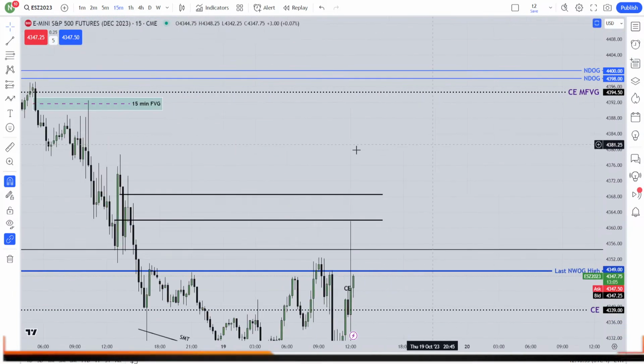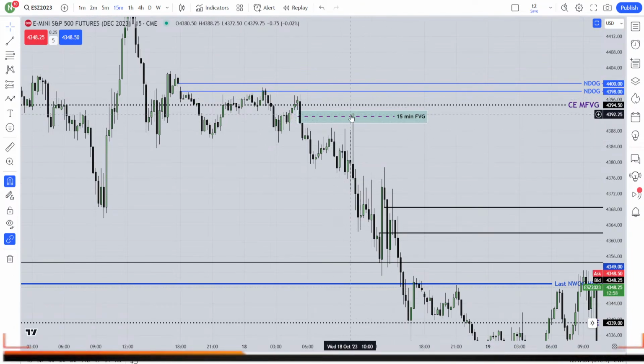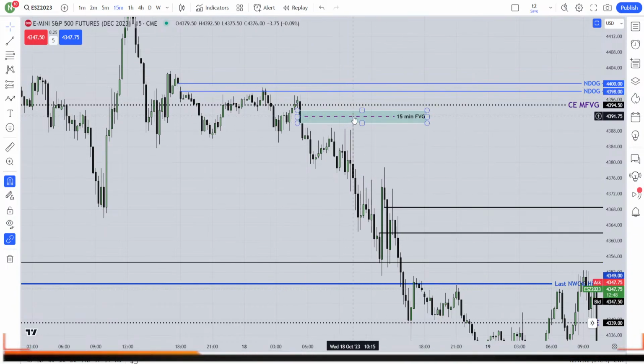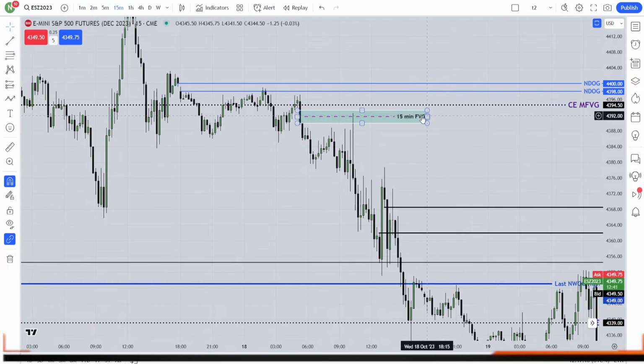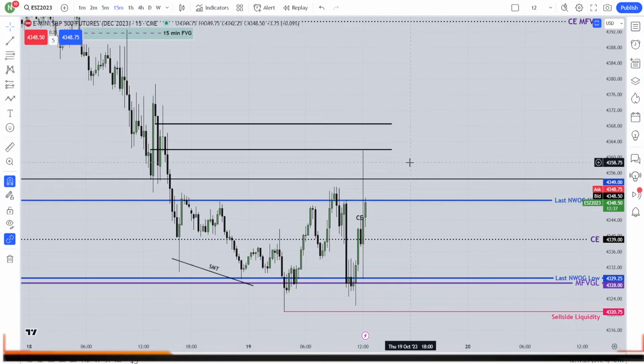Now look at this price action. This fair value gap is not balanced yet. This is sell side imbalance, buy side inefficiency. There is no buy side. It has rejected from the consequent encroachment and taken the sell side liquidity. I don't care, it hasn't repriced yet. It needs to be repriced.